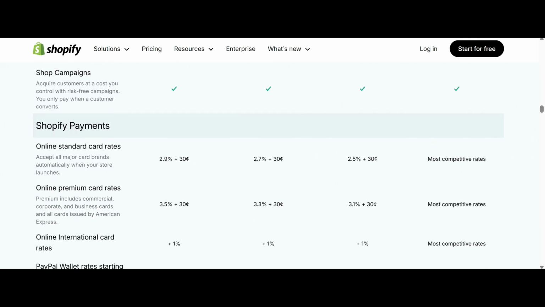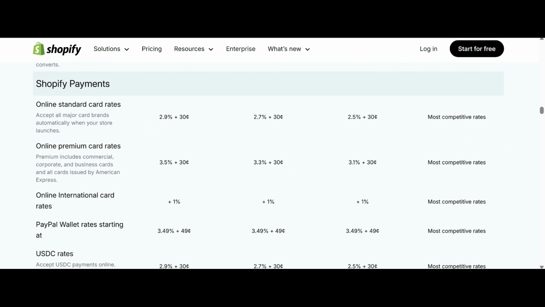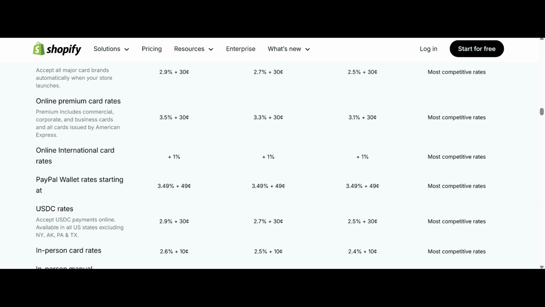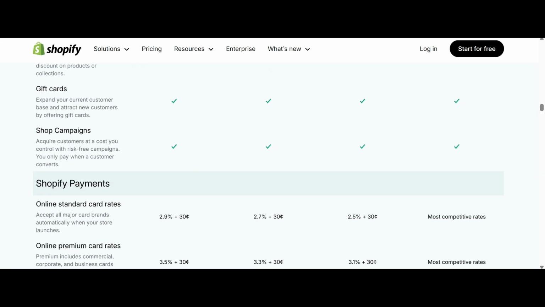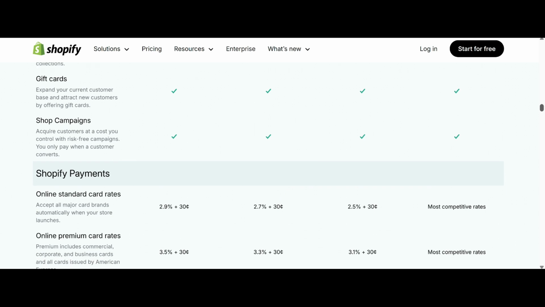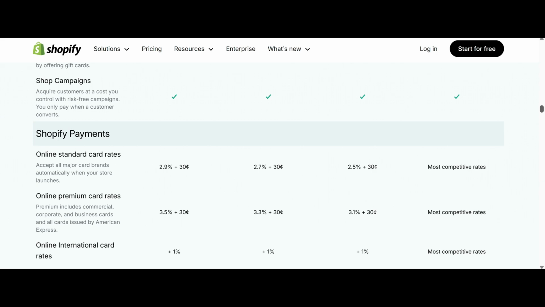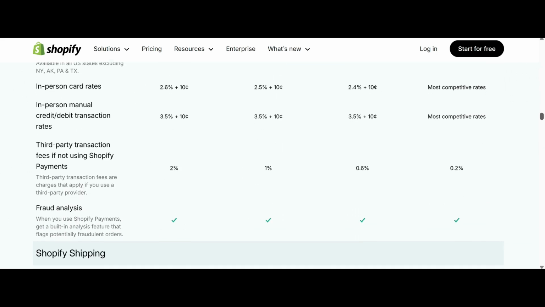So why would anyone use a third-party processor? Sometimes it's about customer trust, international payment options, or specific business needs. But for most beginners, Shopify Payments is the straightforward choice because it eliminates that extra layer of fees. Let's talk about those credit card processing fees for a second, because this is where people really start wondering if Shopify is expensive compared to other platforms.